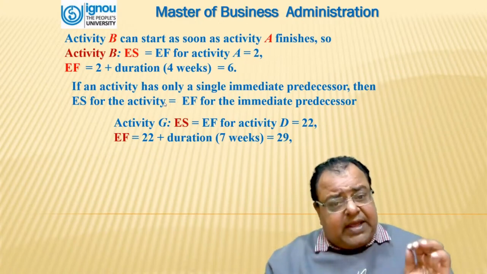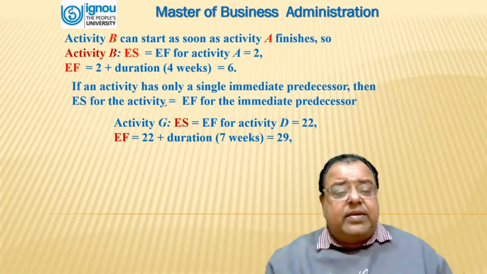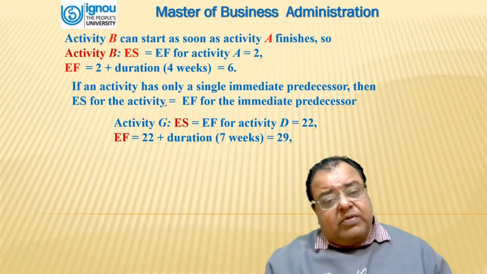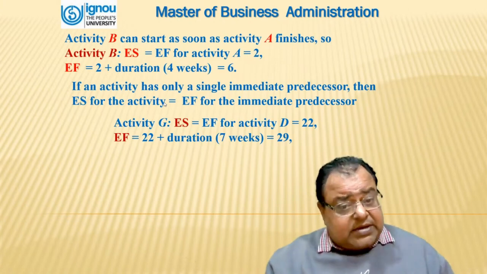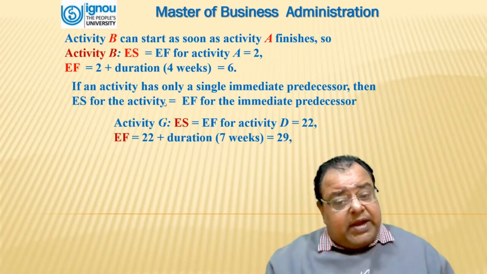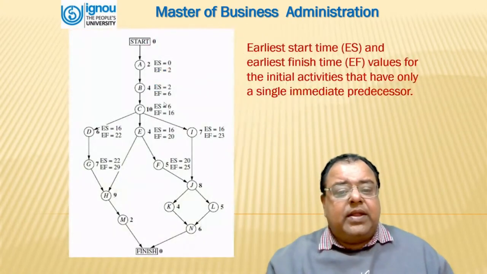If an activity has only a single immediate predecessor, then the earliest start for the activity will be equal to the earliest finish of the immediate predecessor. For activity G, the earliest start is the earliest finish for activity D, which is 22, and the earliest finish will be 22 plus 7 weeks. That comes out to be 29 weeks.